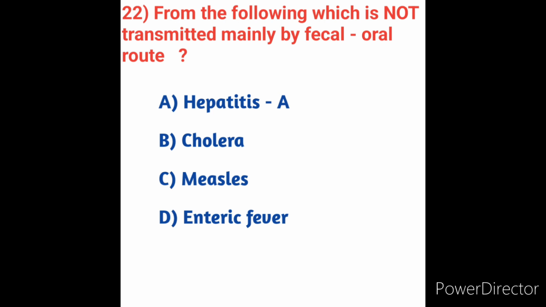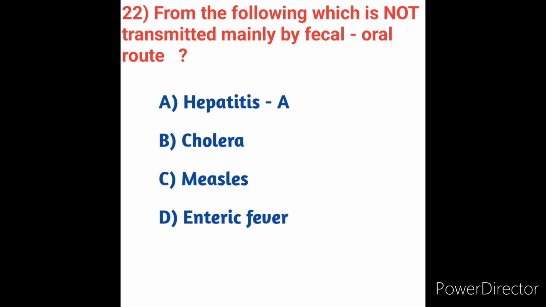Option A, hepatitis A. Hepatitis A is a highly contagious short-term liver infection caused by the hepatitis A virus. It is mainly caused by the oro-fecal route of contamination. So hepatitis A is a fecal-oral route contamination. Next we will see option B, cholera. Cholera is an infectious disease that may lead to severe watery diarrhea, which can lead to dehydration and even death if untreated. So this is also one of the fecal-oral routes.